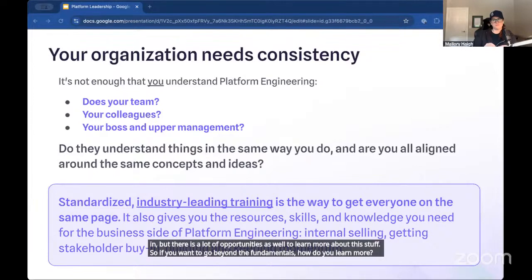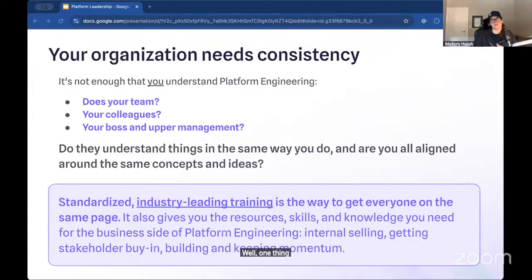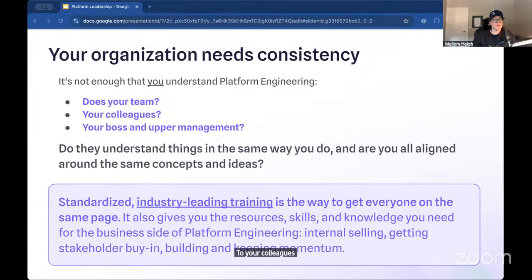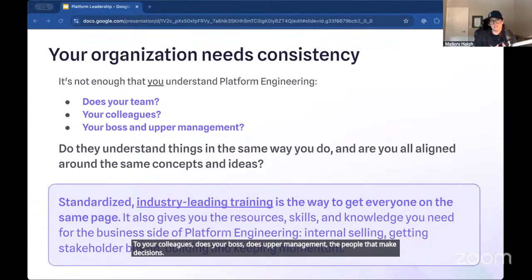Well, one thing I will say is that I will recommend that your organization probably needs more consistency, and this is something that's far beyond the basics of just reading about platform engineering. It's not enough that you as a platform leader understand this space and what's going on, but you need to ask yourself, does your team, do your colleagues, does your boss, does upper management, the people that make decisions, do they understand this idea of platform engineering in the same way you do? And are you all aligned around the same concepts and ideas?